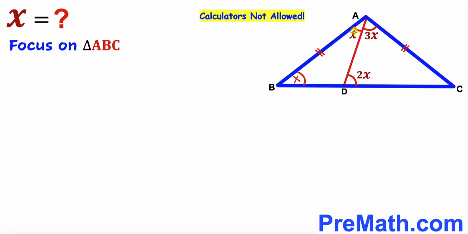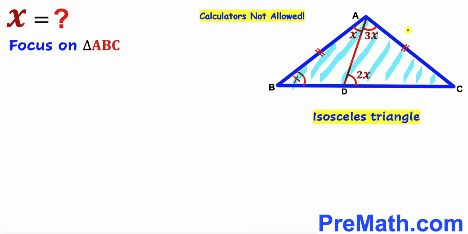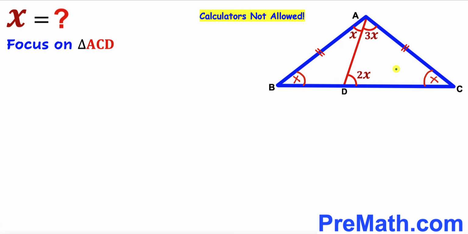And now we are going to focus on this whole triangle ABC, and we can see this is an isosceles triangle, since this side AB length is equal to this side AC length. So therefore we conclude that this angle has got to be congruent to this angle DCA. If this angle is x, then our angle DCA has got to be x as well. And here's our final step.